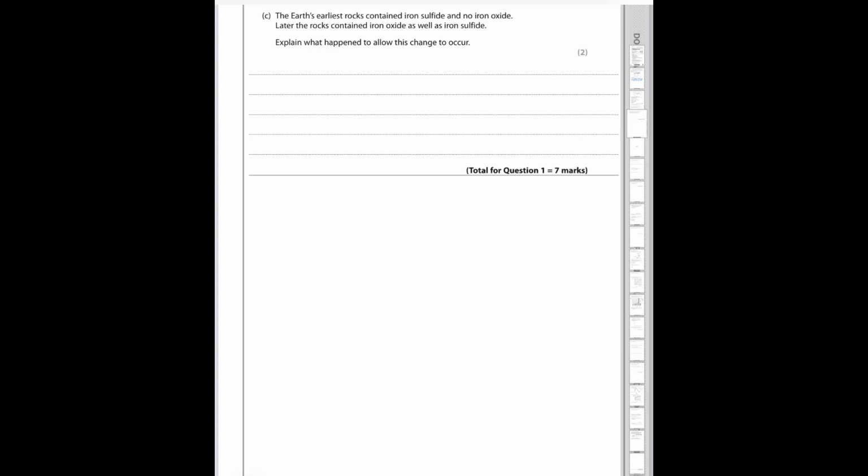So over time, photosynthesis produced oxygen. So the percentage of the oxygen in the atmosphere increased. And because we have oxygen in the atmosphere, the oxygen will react with the iron, and the iron becomes oxidised to form iron oxide.